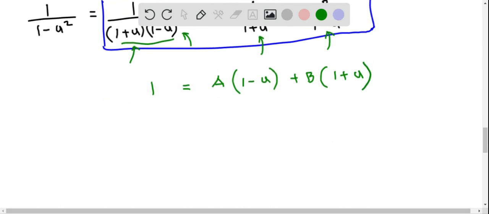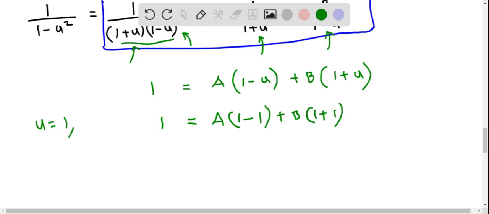Now we can easily solve for the constants A and B by letting u equal some particular value. First I let u equal to 1. So this becomes 1 equals A times 1 minus 1 plus B times 1 plus 1. So 1 minus 1 is 0, so the A term becomes 0, and 1 plus 1 is 2, so this is basically 2B. So 1 equals 2B, and this implies B equals half.